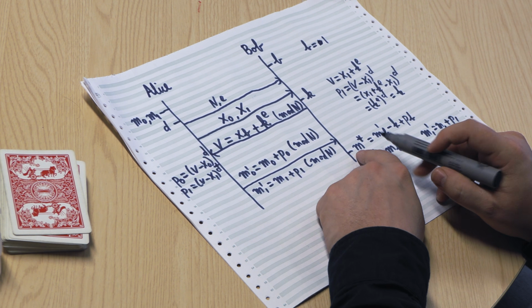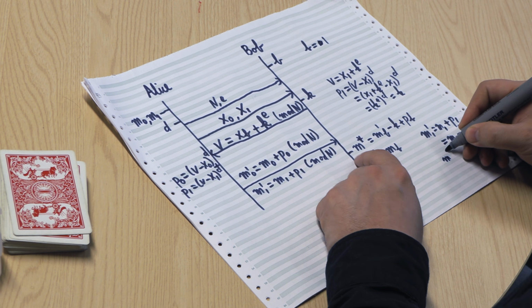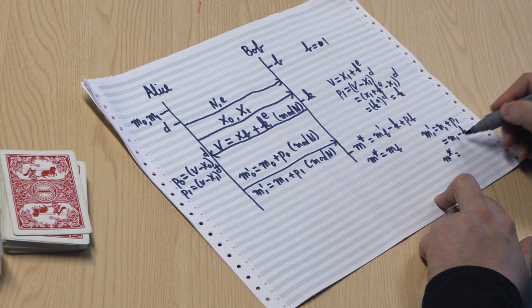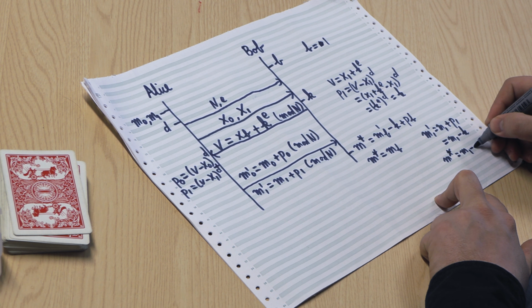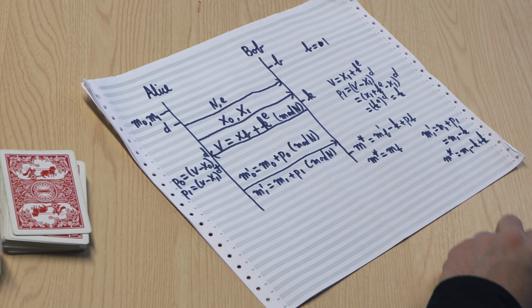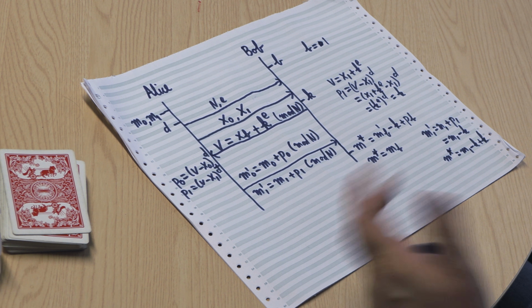If we then look at the definition of M star, it is equal to M1 minus K plus K, which is equal to M1. And that's exactly what we wanted. So this is how Oblivious Transfer works.